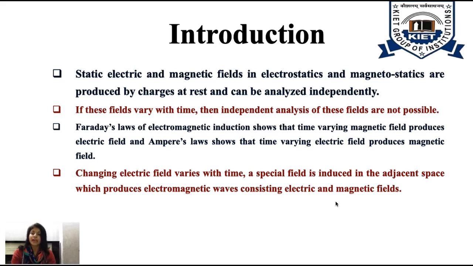Both time varying electric and magnetic fields are coupled with each other and produce a special kind of field which is known as electromagnetic field. Hence, electromagnetic field consists of electric field and magnetic field. Both fields are changing with time. Electric field changing with time produces magnetic field, and magnetic field changing with time produces electric field. Both fields are coupled with each other and produce electromagnetic field.